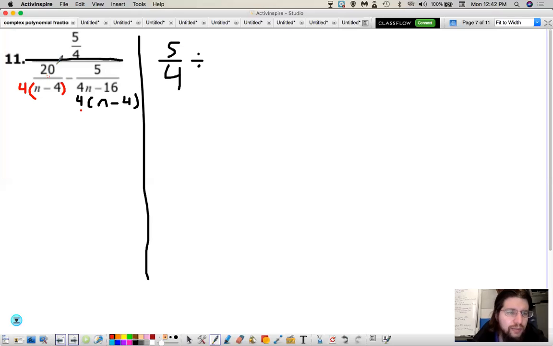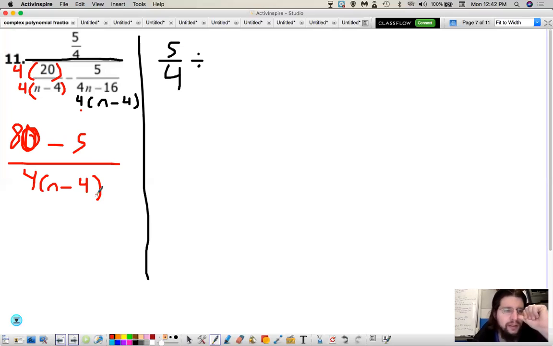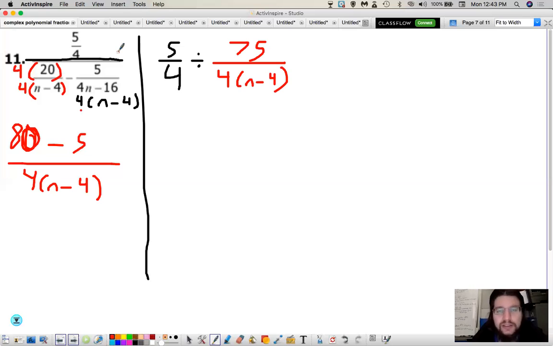But to do that, I have to multiply my numerator by 4. Done. That's going to make 80 minus 5 over our common denominator of 4 and minus 4. Okay. So that's what I'm going to put over here. And divide it by, well, 80 minus 5 is 75, over 4 times n minus 4. Remember, that's just division. That's all a fraction is, division.